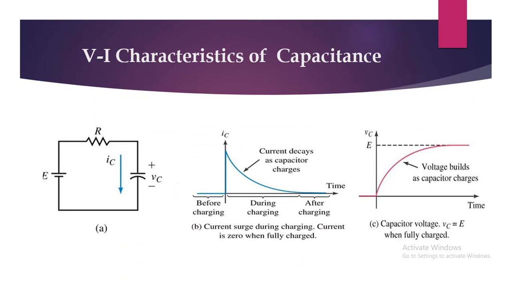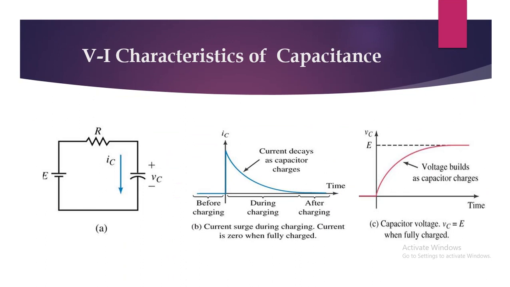Then we'll see VI characteristics of capacitance. These are some characteristics, not exactly VI characteristics. As with the inductance, there is one property for the capacitance: when current flows through the capacitance, the capacitor doesn't allow a sudden change in voltage to be built up across it. That's what we say: I is directly proportional to dV by dt.